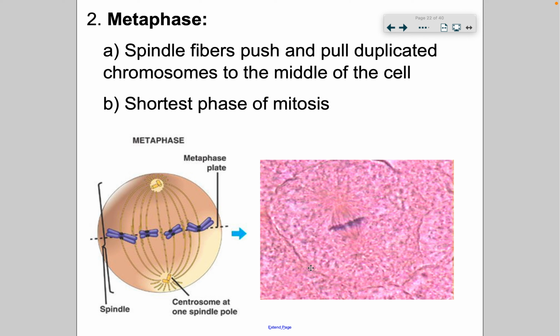So this is an animal cell. That's the cell membrane. You can see we don't see a nucleus. You can kind of see that we have these fibers radiating out of this area here, and then fibers radiating out of this area here. So those are the spindle fibers. And stained in purple are the chromosomes lined up in the center of this cell.